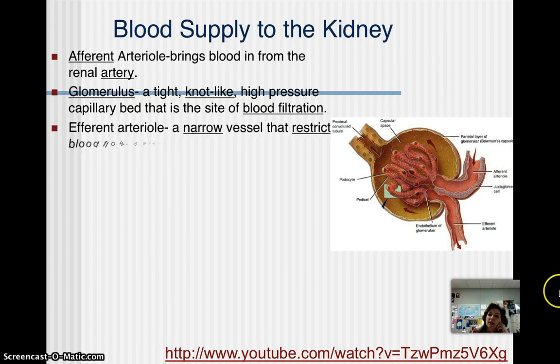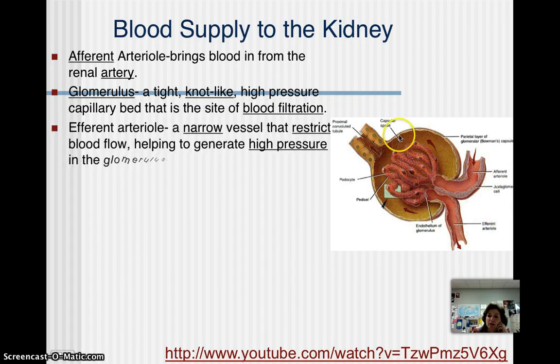Then blood leaves, and this is kind of interesting because usually in a capillary bed, blood will go in through an artery and out through a venule. In this case, we're going in through an arteriole and out through an arteriole. So blood leaves through the efferent arteriole, a narrow vessel that restricts blood flow, and that's actually what helps generate the high pressure that we find in the glomerulus. So it's a big opening in and a small opening out, so we're going to pressurize the glomerulus a little better.